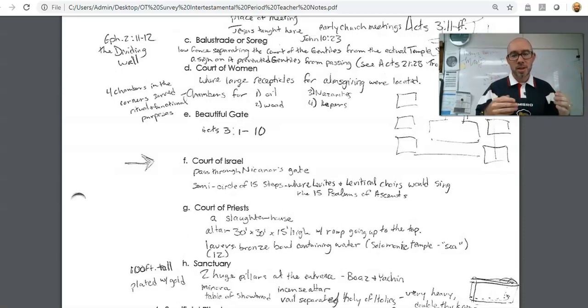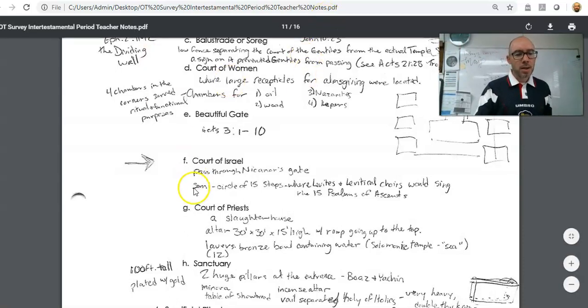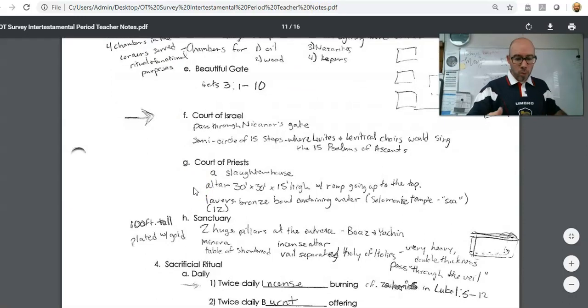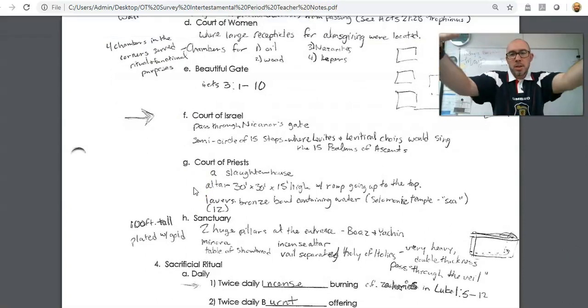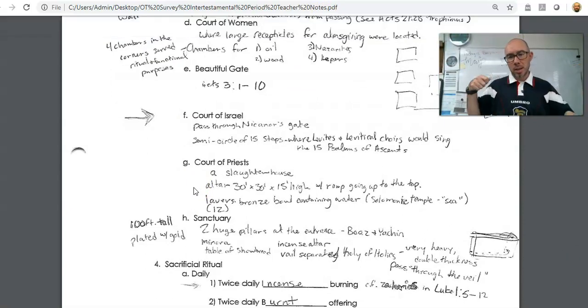Remember the Psalms of Ascent? You had 15 steps there. And then you get the court of the priests. There's a wall there. You bring your animal. You say, here you go. And then they cut it, put the hands on it, pray over it, take it to the bowls, clean it out, put it up on the altar.